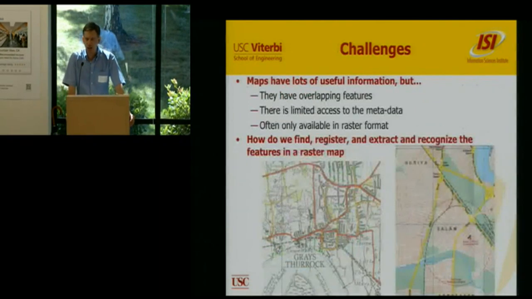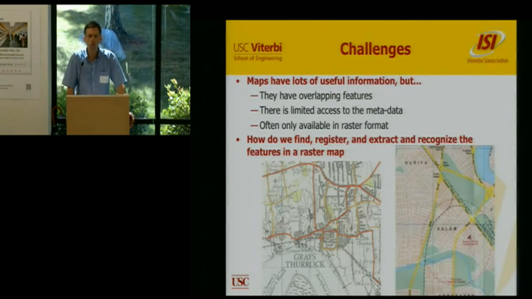Okay, but some of the challenges in actually extracting data from maps are that while they have a lot of information, they often have this problem that there's a lot of overlapping features on the maps, making it often hard to get the information out of the map. There's often very limited access to the metadata, so we may know the general area the map is of, but we may not know things like the scale of the map, the geocoordinates, other key pieces of information that you'd like if you're going to combine this data with other sources of data. And often they're only available in raster format.